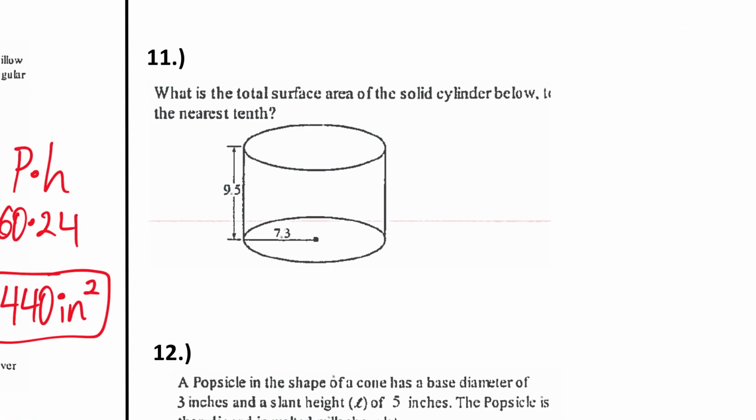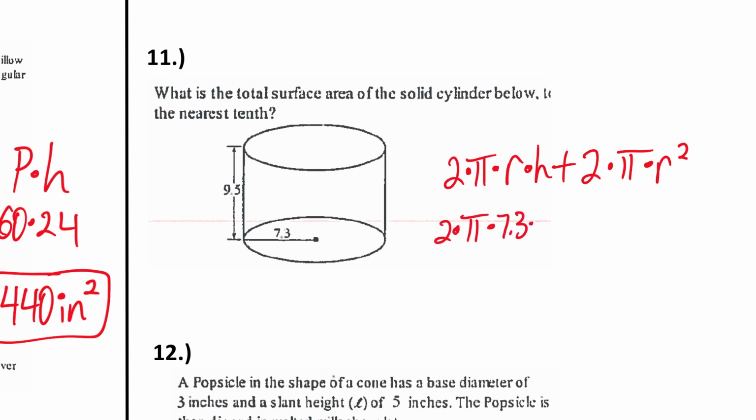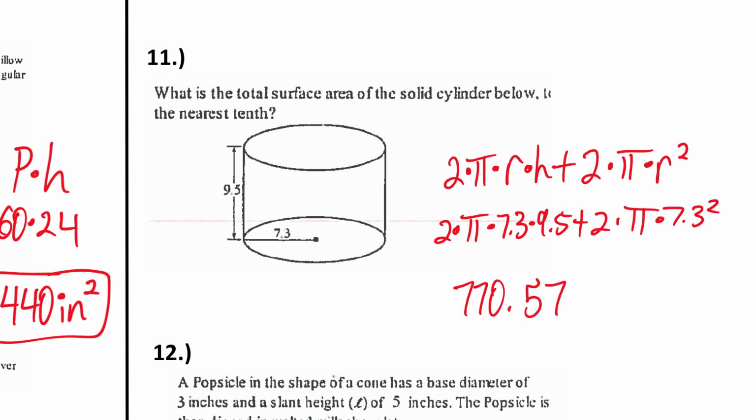Okay, total surface area of this cylinder is that. So it should be 770.57 square units.